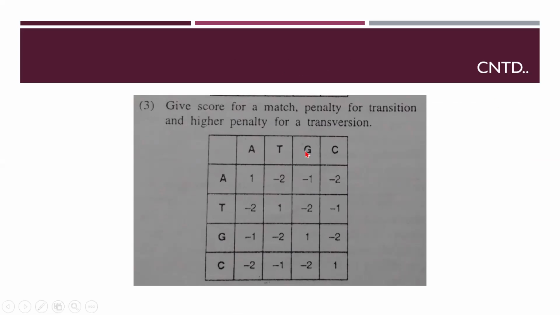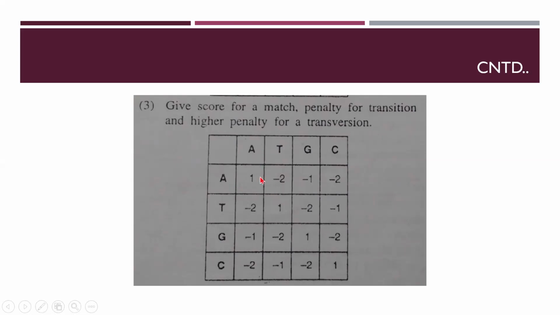Transition is, if a purine is substituted by another purine, that is called transition. If a purine is substituted by a pyrimidine, that is called transversion, and vice versa. So a mismatch could be a transition or transversion. In this scoring scheme, transition and transversion are differentiated.